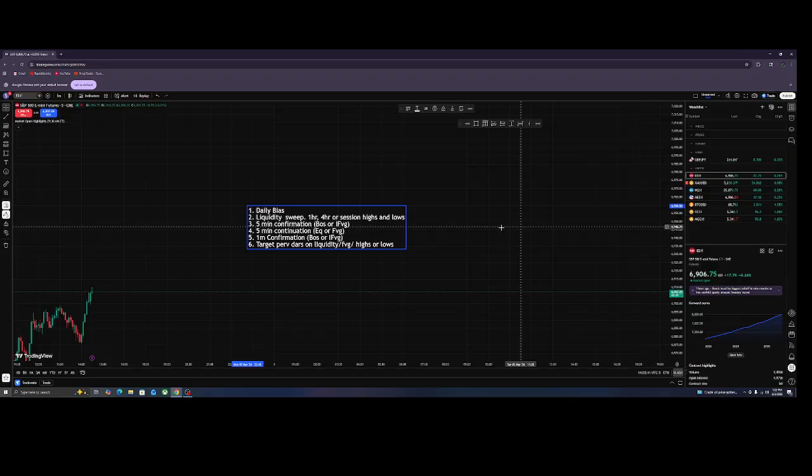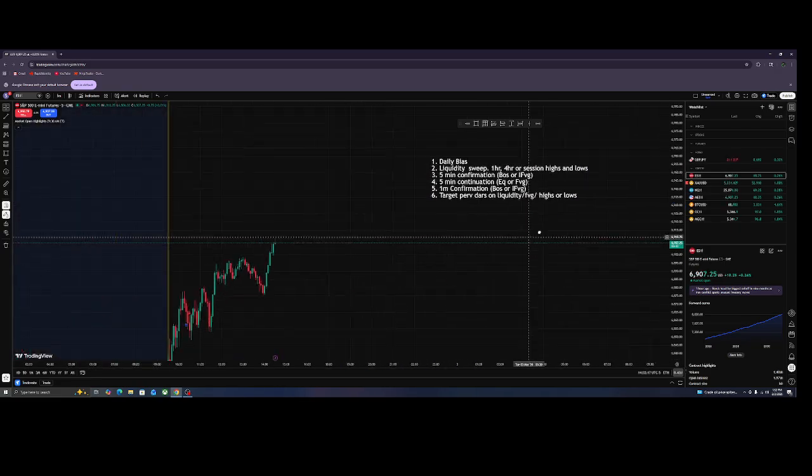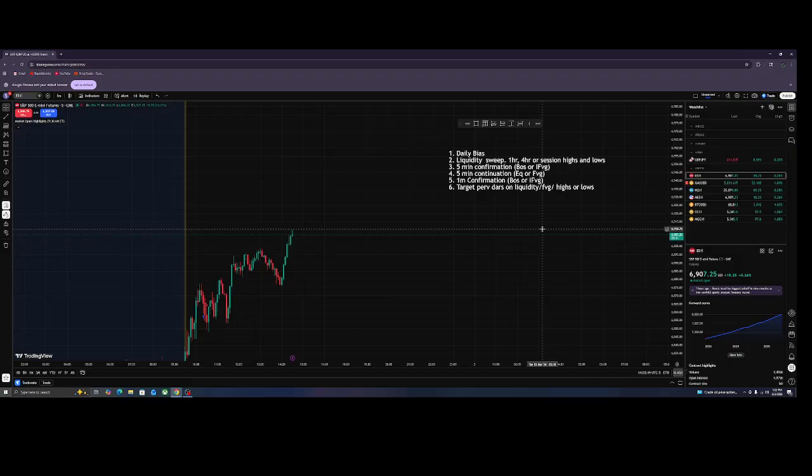I'll tell you right now. Number 4 is 5-minute continuation confirmation, meaning we need an EQ or fair value gap. After the 5-minute break of structure or inverse, that tells us the direction has changed, and now we look if it's continuing into the direction we want to take a trade to.